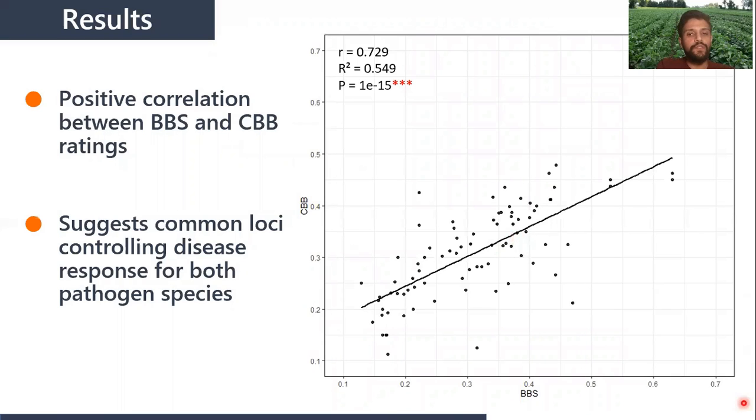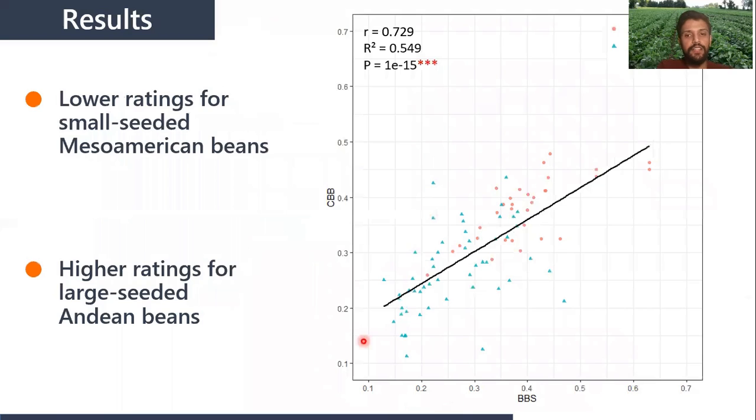So the correlation results for brown spot and common blight responses showed a strong positive correlation for disease ratings, which suggests that there are common loci controlling the disease response for both pathogens. And when you highlight the bean types over the plot, we can see how disease response was lower for Mesoamerican beans, which are represented here by the blue dots, while the large seeded beans have higher values here in orange.